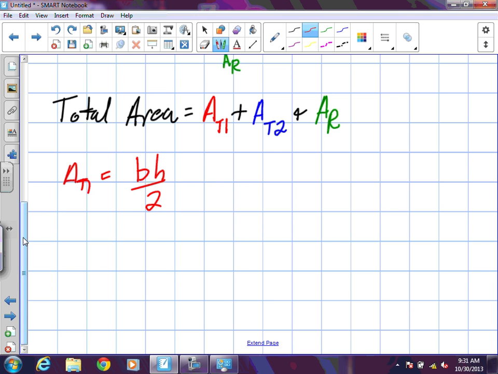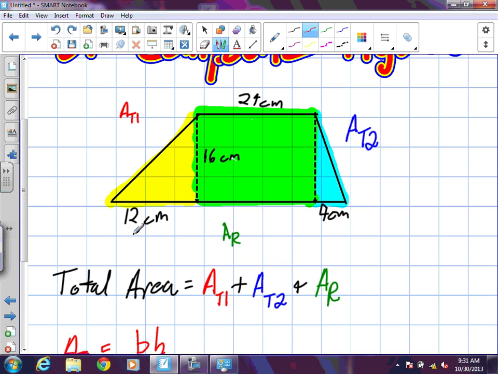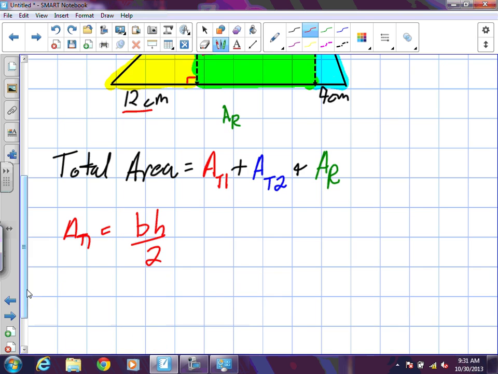So what is the base of this triangle? 12. That's right. And what is the height? 16. What if I called the base 16 and the height 12? Would that work? No. Yeah, it would. It would still work. It would make no difference because it's a right-angled triangle. And that's very specific. It's because it's a right-angled triangle that would work.